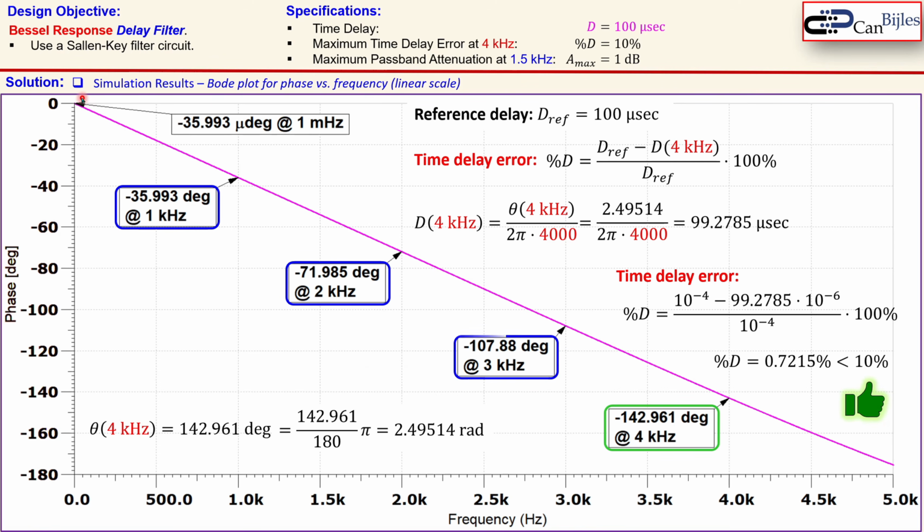So again, a linear relationship between the phase and the frequency, which is what we see mostly in the Bessel response and not in the Chebyshev response or elliptic response, or even the Butterworth response filter circuits. Alright, it was our example considering the Bessel response delay filter design for this situation, where we have a specification for our time delay error and the maximum passband attenuation. And we have used the Sallen-Key filter circuit to realize this circuit.